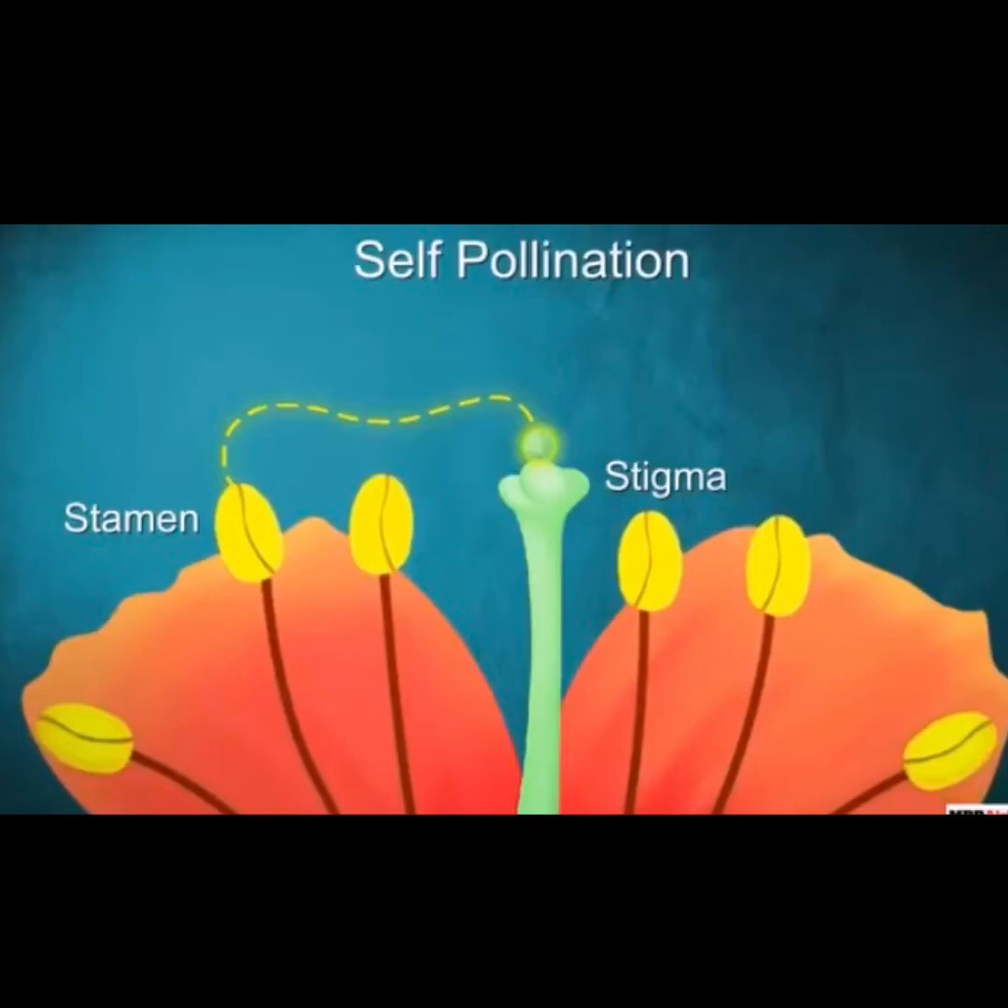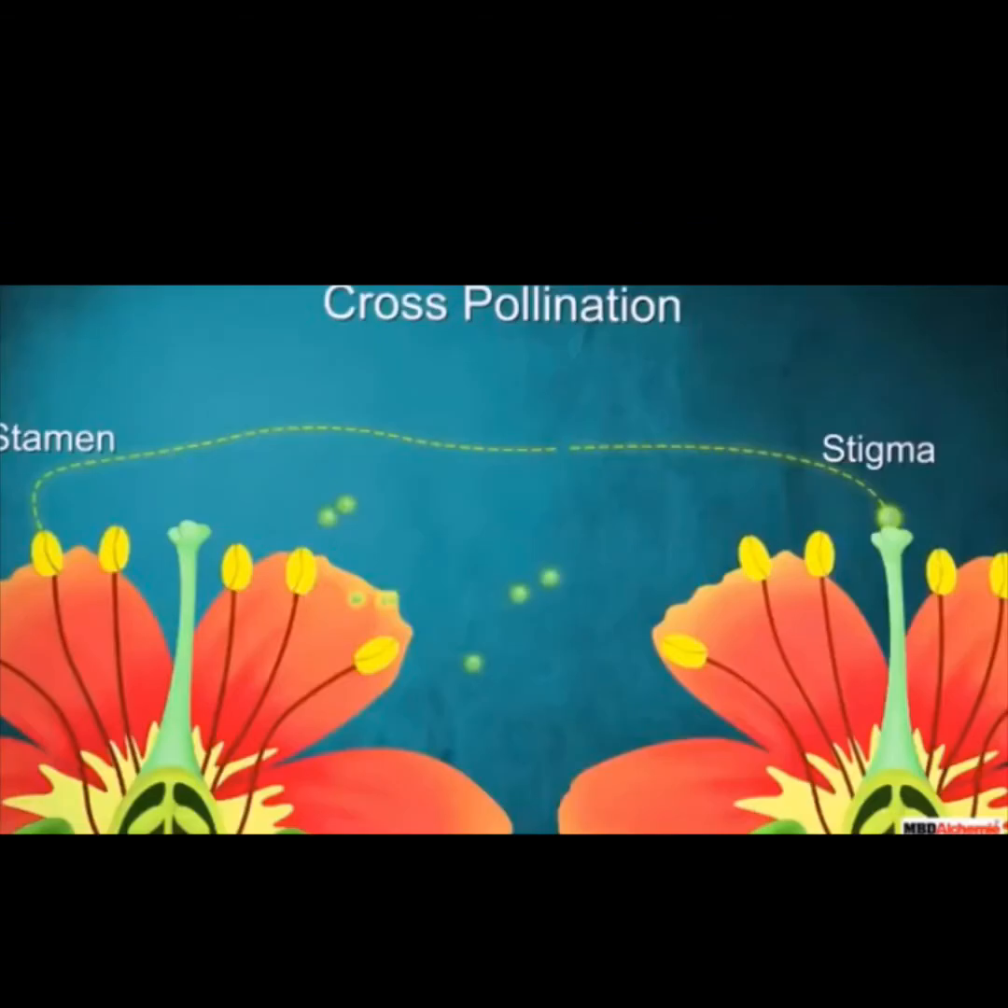The first type is called self-pollination, when the pollen grains transfer from the stamen of the flower to the stigma of the same flower. And the second type is called cross-pollination. Cross-pollination happens when the pollen grains transfer from the stamen of a flower to the stigma of another flower of the same kind. Of course, it must be of the same kind.